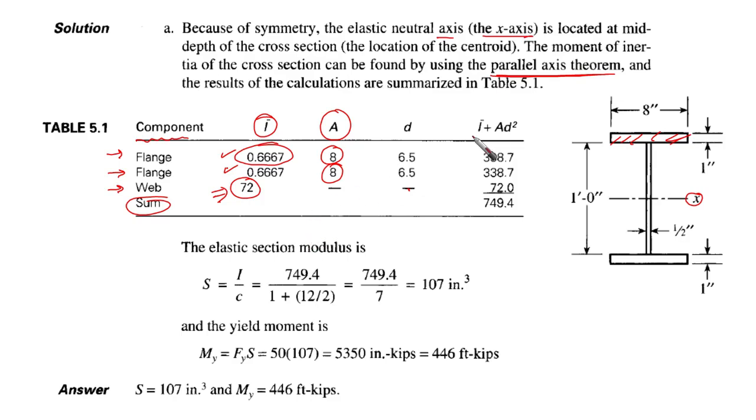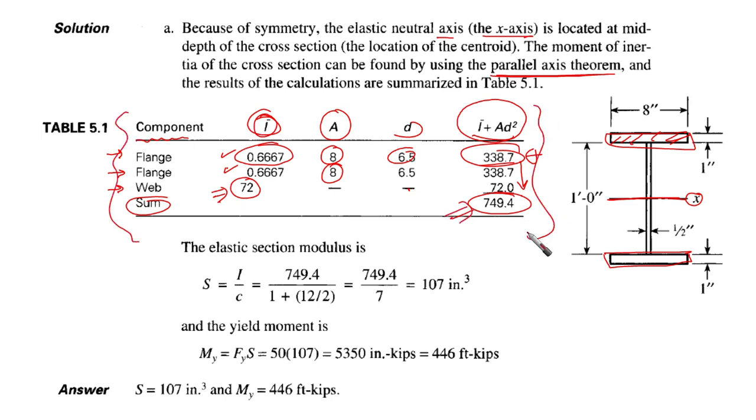Here is the parallel axis theorem, I plus A D squared. After having D and A, you add A times D squared to this I, and then you obtain the inertia of the upper flange and the inertia of the lower flange, or the second moment of area around the neutral axis, and you have the summation here. Okay, it is an easy calculation, I think. You can understand it very well.